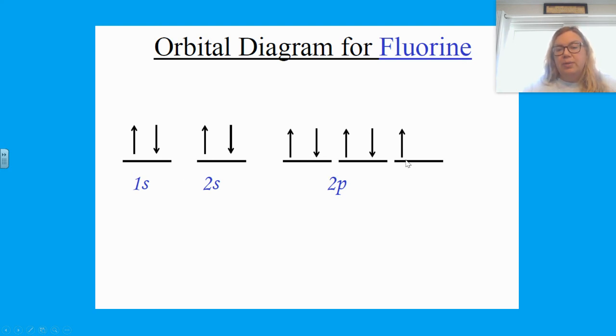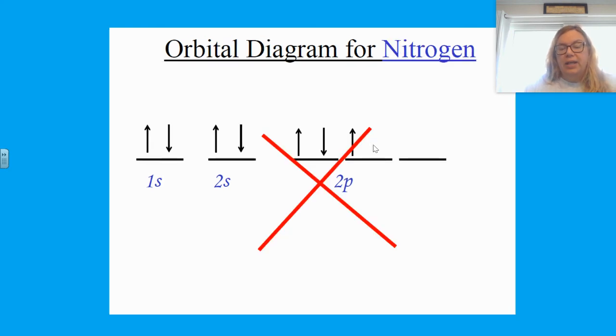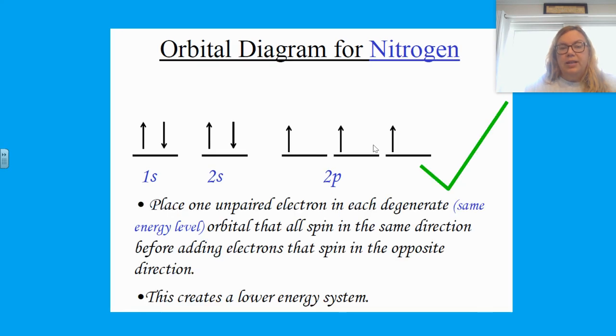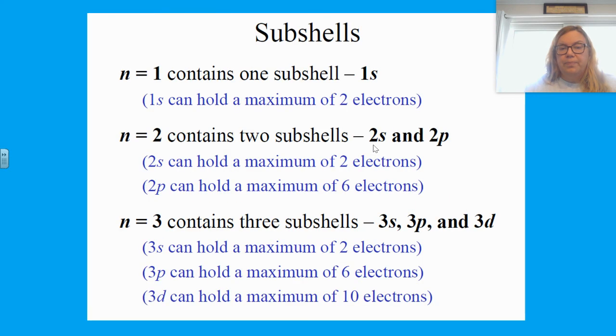So you see Hund's rule is applied here in that we have basically 3 orbitals in the subshell of 2p. So we would fill in the electrons 1, 2, 3, and then we would fill in 4 and 5. So we don't fill that in like all at once. This would be incorrect because it's not following Hund's rule. This is correct because we are following Hund's rule. It does create a lower energy system, which actually keeps those electrons closer to where we need them to.